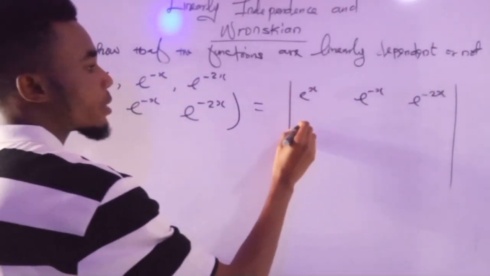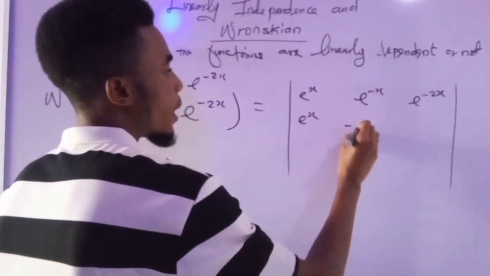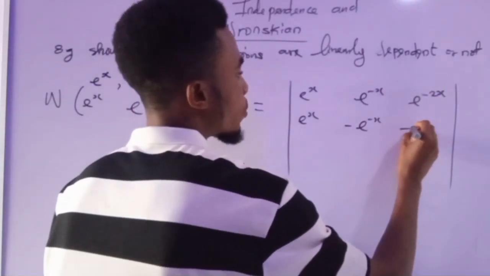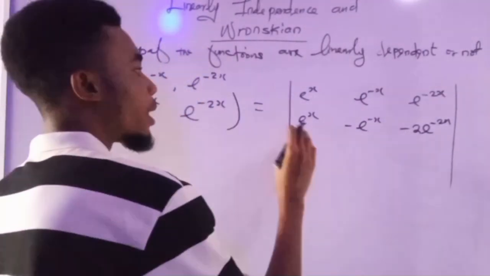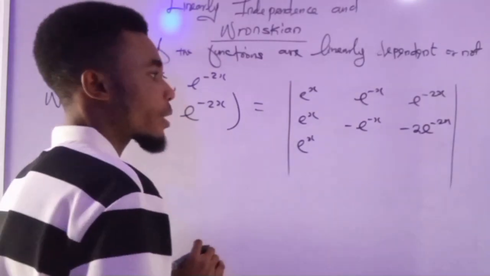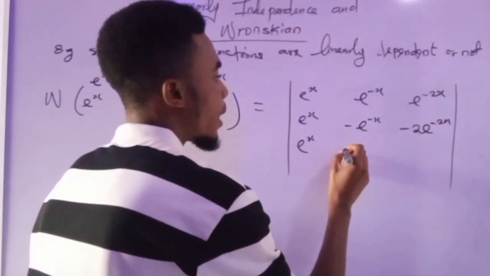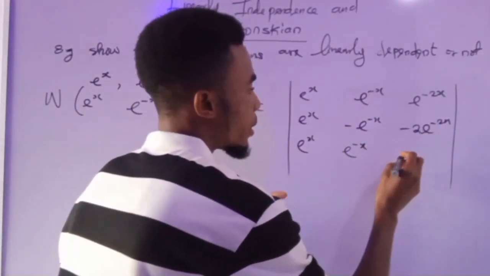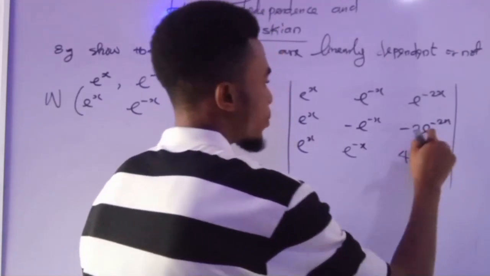The derivative of exponential x is exponential x, the derivative of exponential minus x is minus exponential minus x, and the derivative of exponential minus 2x is minus 2 exponential minus 2x. Now if I go again, the derivative of exponential x is exponential x. The derivative of minus exponential minus x gives you exponential of minus x because the negative signs clash. And coming down here, we are going to have 4 exponential of minus 2x because of the negative sign.